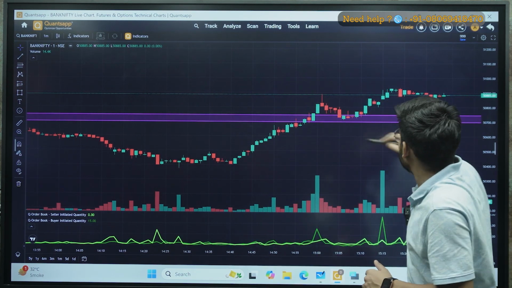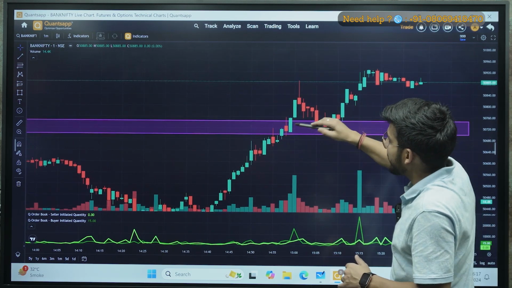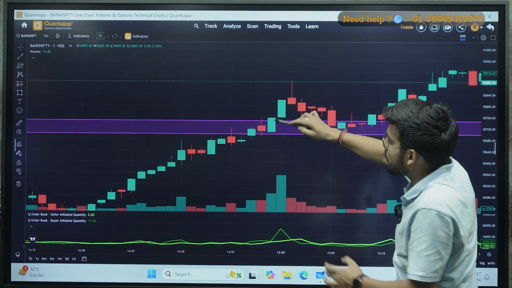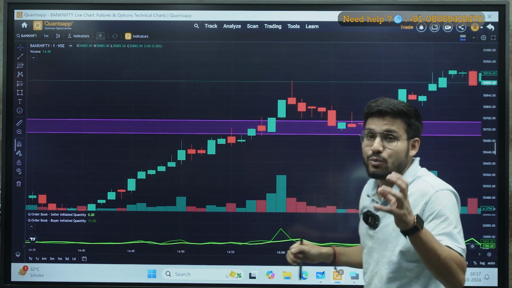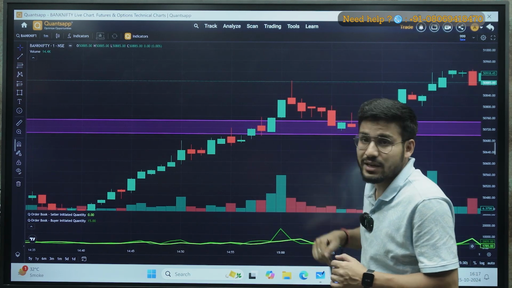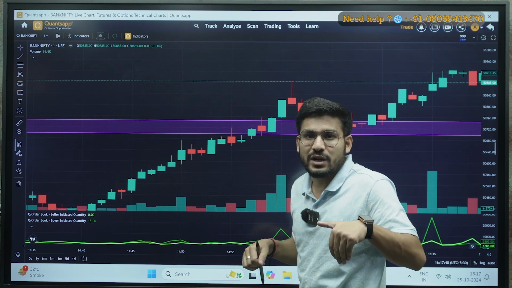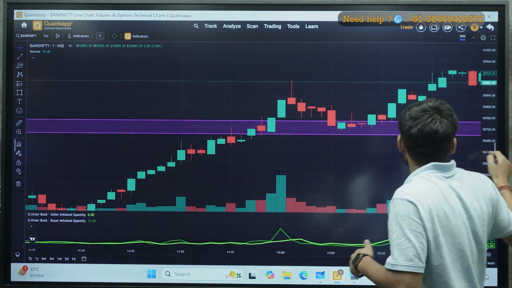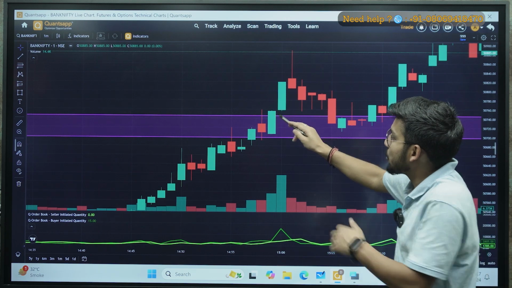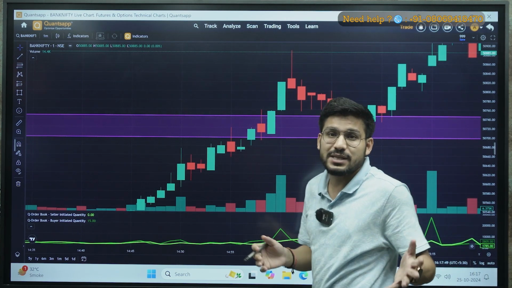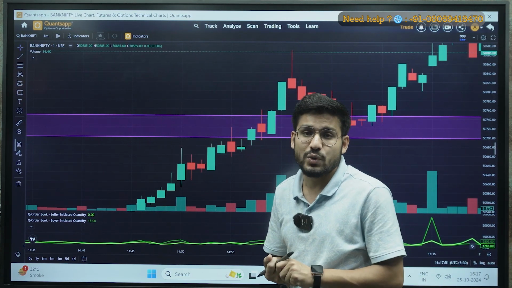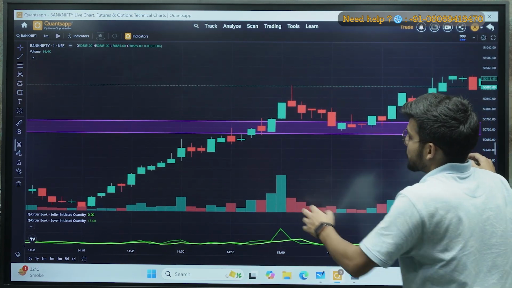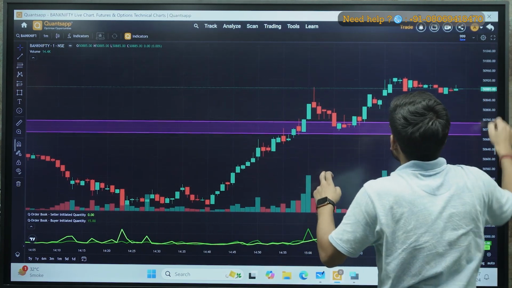After that, when it broke, you can see the candle which broke the zone was a very good candle, or you can say a Marubozu candle, because I cannot see the lower part of that candle. There was no wick on the below side, and my closing price is approximately equal to my high price as well, right? So it is a bullish Marubozu candle, a strong green candle which broke the zone. This is the thing that you have to keep in your mind.